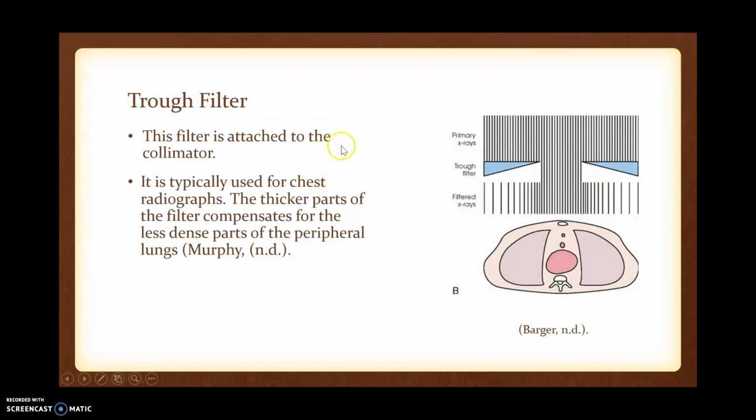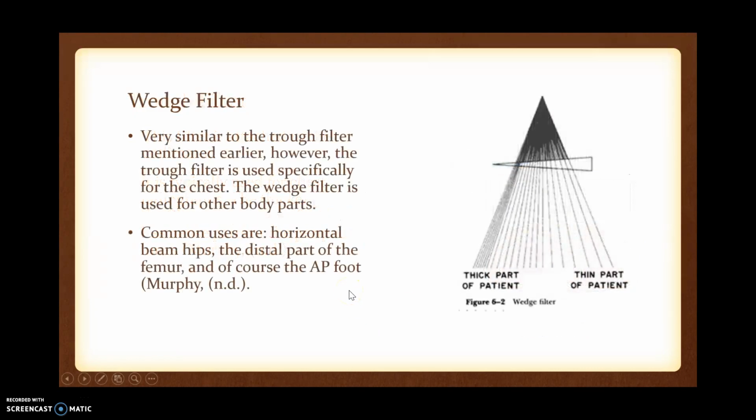And we have the Trough filter. And it's typically used for chest radiographs. The thicker parts of the filters compensate for the less dense parts of the peripheral lungs. And here's a little diagram to show you kind of what it's talking about. Or rather, what it's used for.